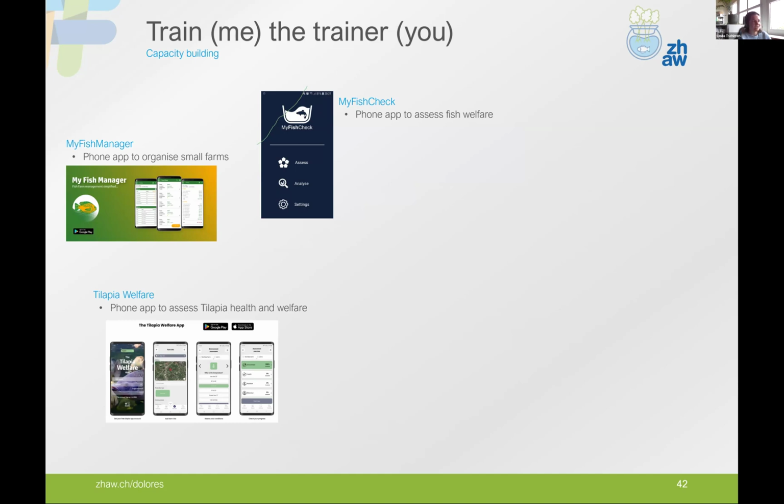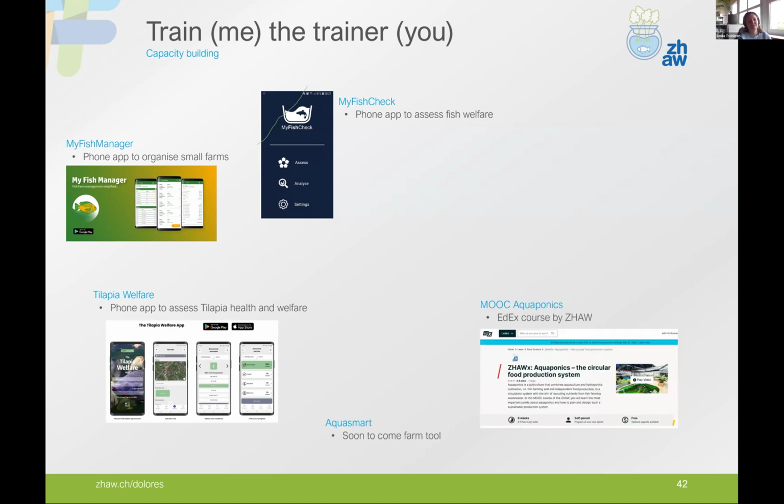For you as a trainer, what I really suggest you do would be the MOOC on aquaponics. It's an online course that guides you through circular economics and all the aspects of aquaponics. Soon to come will be Aquasmart. It will be a tool that will help to organize and assess tilapia, from Tanganyika tilapia.